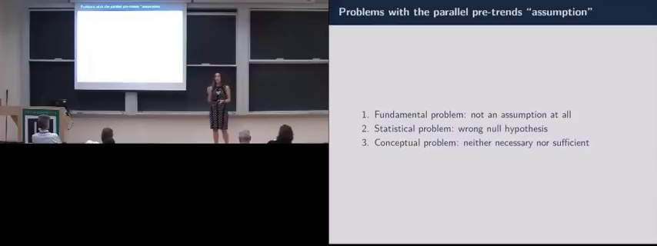Second is that when people test that, which they do, right? Because you've set up an assumption that is testable, so of course we're going to test it, right? When people do that test, I'm going to argue they use the wrong null hypothesis. All their tests are exactly backwards. And then third, even if you think that doing this parallel trends testing is a good idea, and I fix up the statistical problem, it is neither necessary nor sufficient to satisfy the actual counterfactual assumption, right?